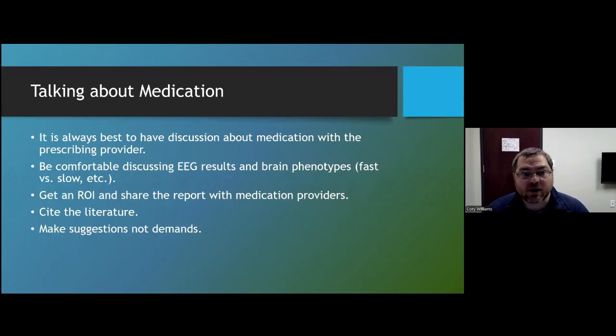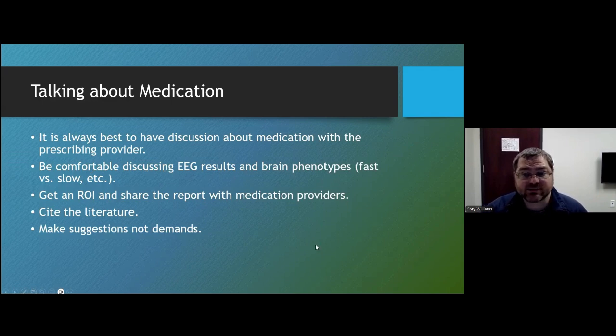So my recommendation would be, it's always best to talk to the prescribing provider about the medication that the client or patient is taking. When you have those conversations, first make sure you get an ROI so you can share information, including sharing your EEG or QEEG report. Be comfortable discussing EEG results and brain phenotypes.